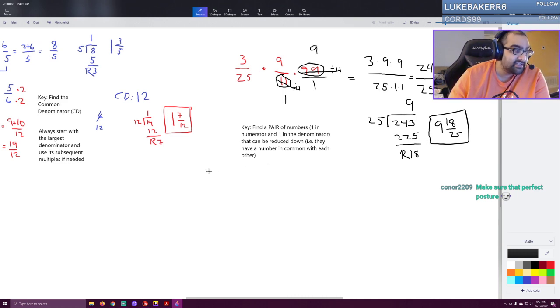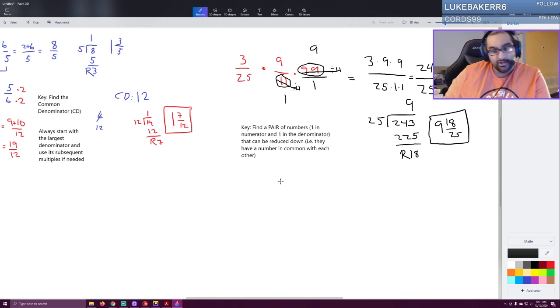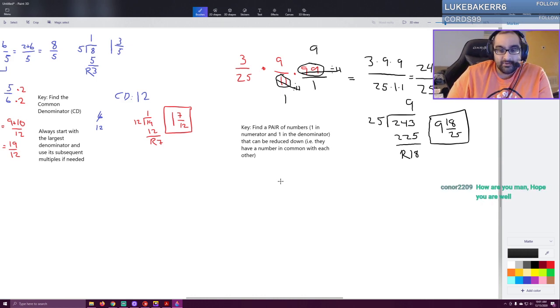Again, it always comes down to the key: finding a pair of numbers, one in the numerator, one in the denominator, that you can go ahead and reduce down before you do the actual straight across multiplication. If you decide to do the straight across multiplication first, it's going to be a nightmare. So you don't want to do that.